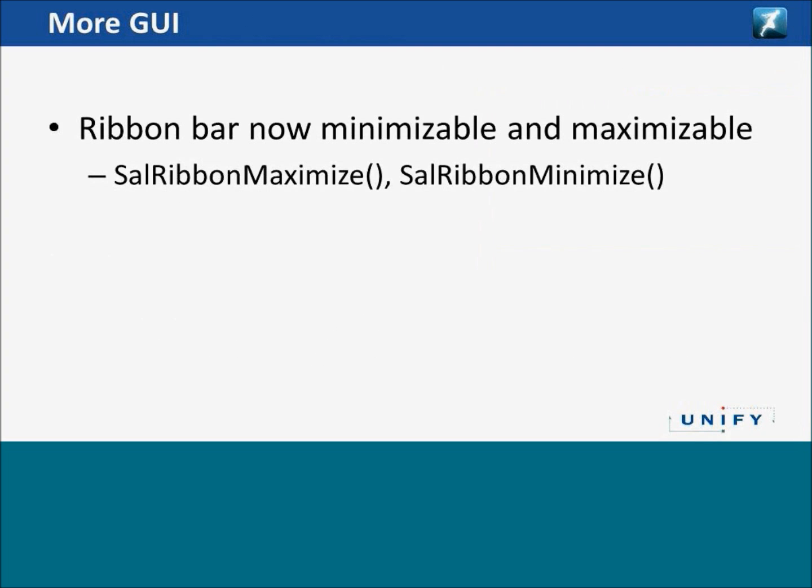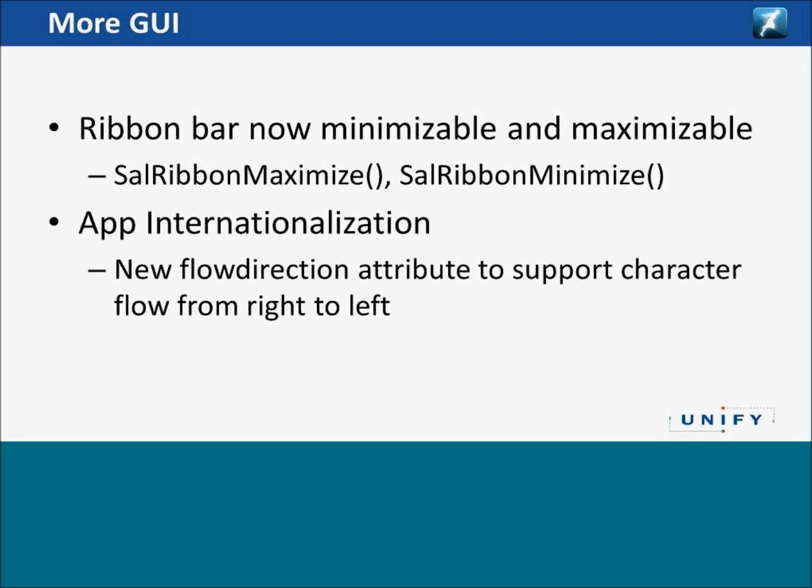More GUI. You can maximize and minimize the ribbon bar with two new APIs, zal ribbon maximize and zal ribbon minimize. Application internationalization using the new flow direction attribute to support flow from right to left.